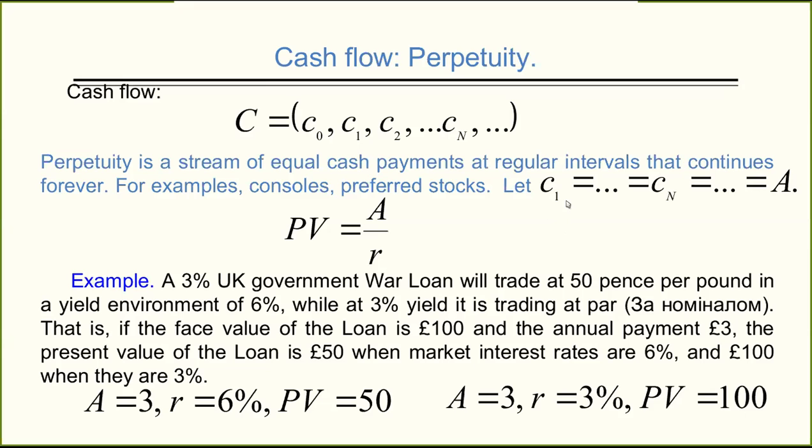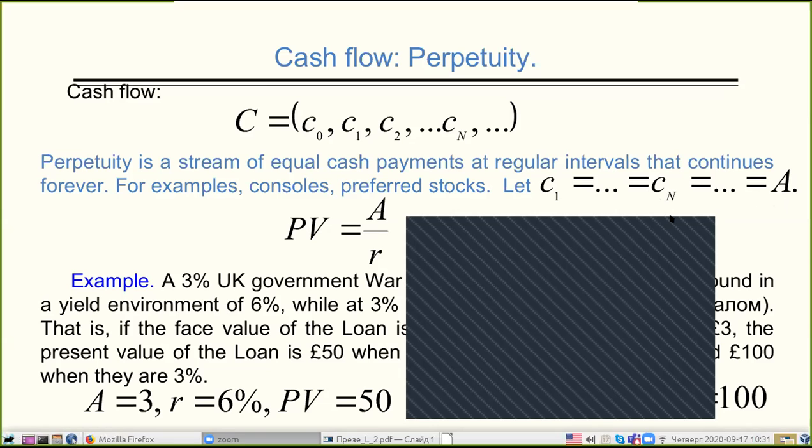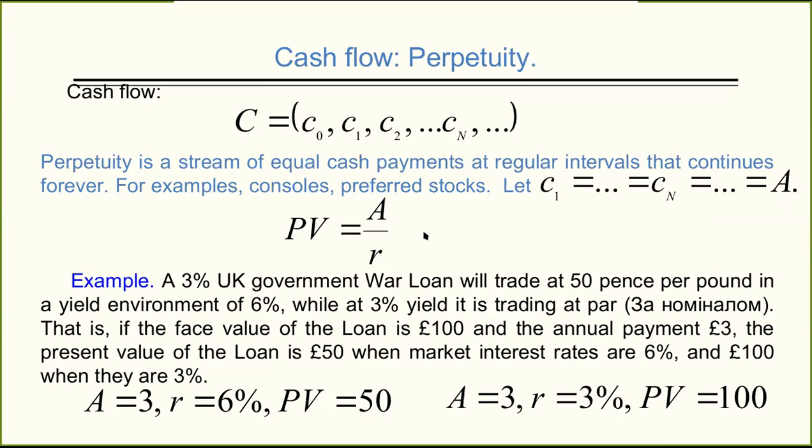And if C1, let this all value will be equal, so C1 equals C2 equals Cn, and for example it's A capital, and the problem is what is.